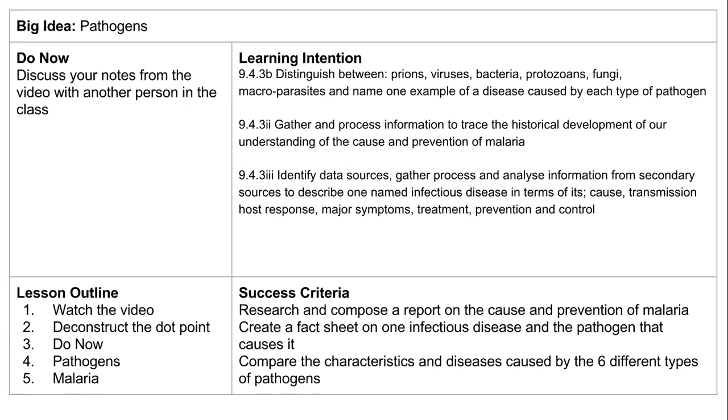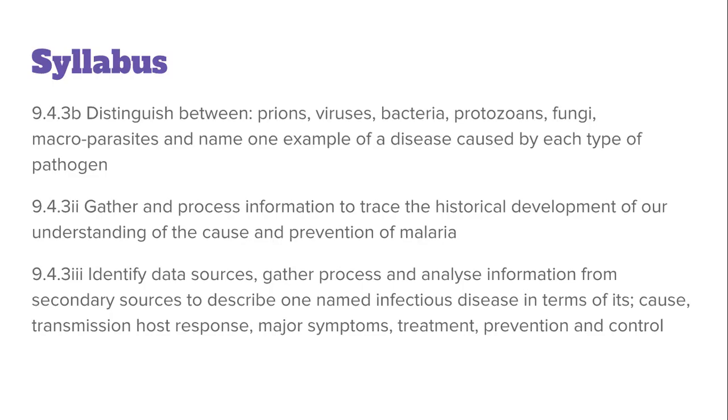In this video, we're going to be talking about the different types of pathogens and how we can distinguish between those. And then we're going to do a quick overview of malaria, but that was part of your research task for the holidays. So the 6 that we're going to learn about are prions, viruses, bacteria, protozoans, fungi, and macro-parasites. And then I'm going to give you a few examples of some different diseases that can be caused by those pathogens.